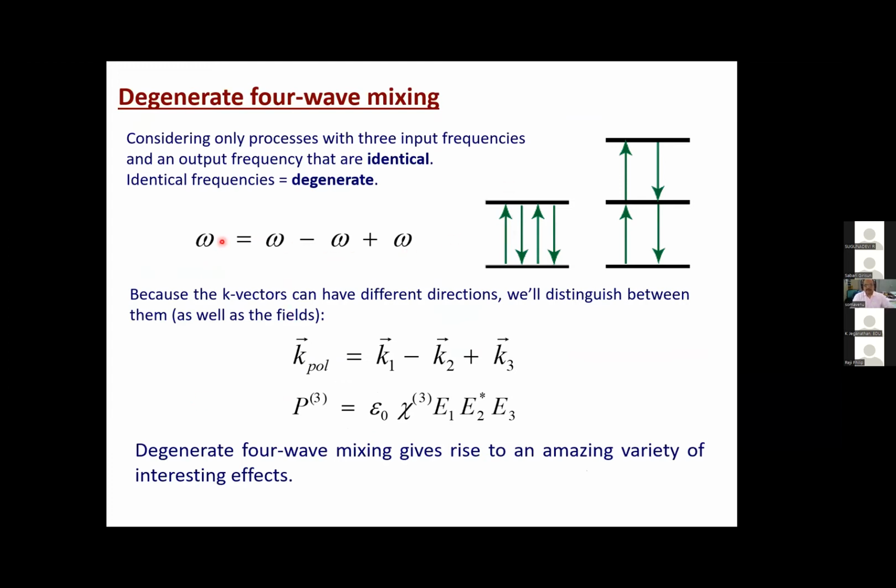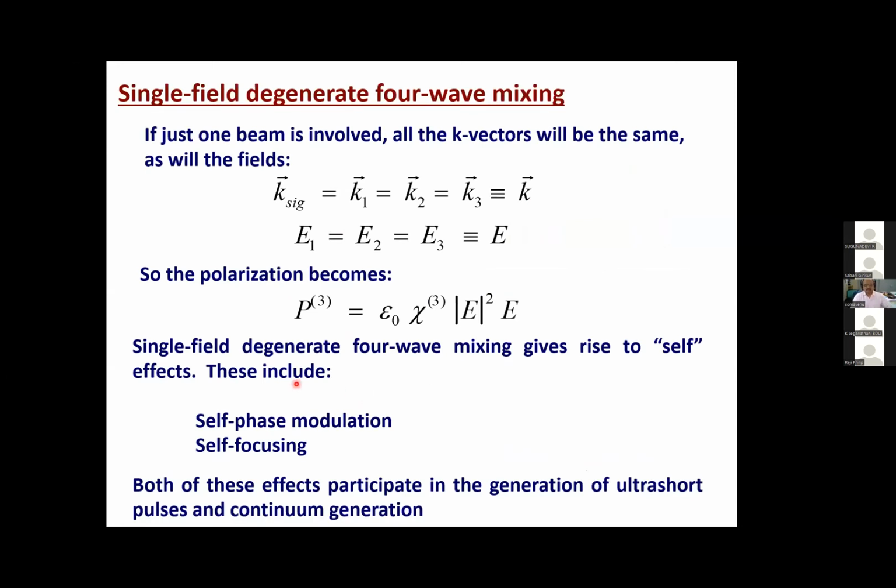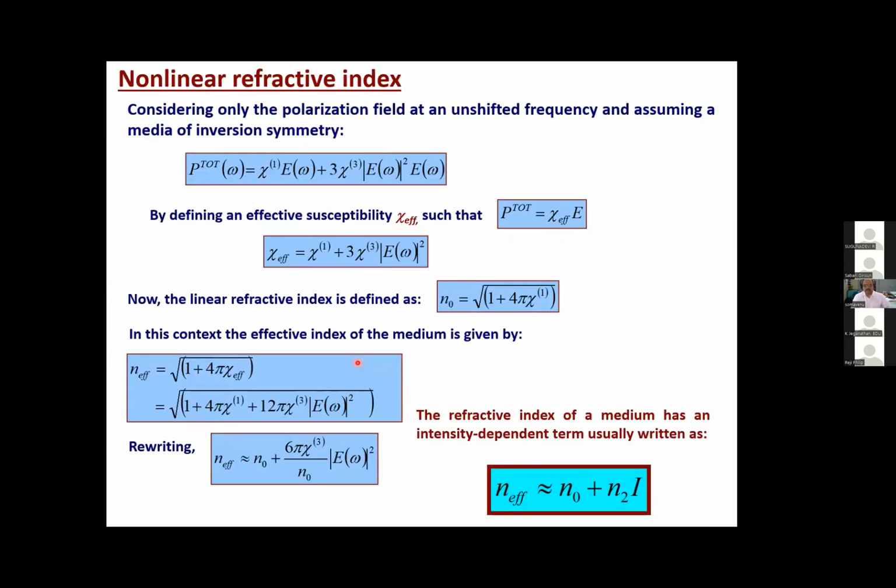So when you have all frequencies the same, then we call it degenerate wave mixing. So here all three input frequencies are the same. You have 1, 2, 3, and 4. Then this is called degenerate four-wave mixing, or you have omega 1, omega 2, omega 3, omega 4. Then you have non-degenerate four-wave mixing. Again, the phase matching condition in this case is k1 minus k2 plus k3. So degenerate four-wave mixing gives rise to an amazing variety of interesting effects. Some of them include self-phase modulation, self-focusing. Okay, I'll skip some more text part.